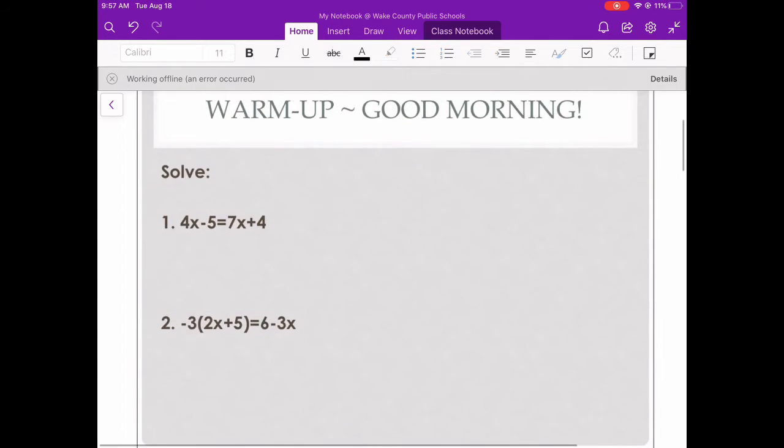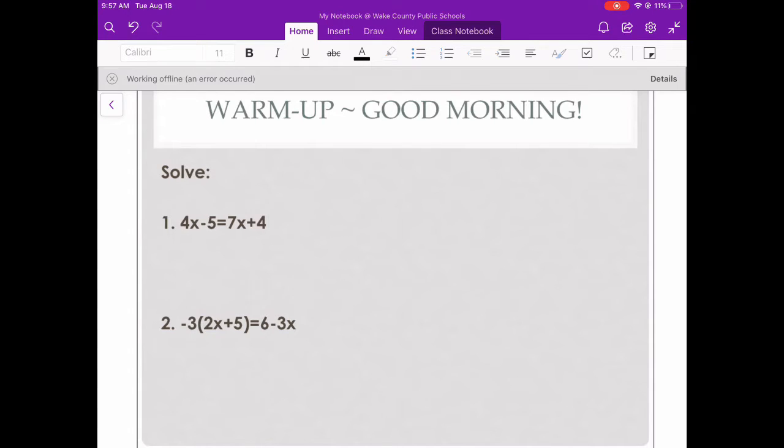Okay, got a video for our third day of solving equations. We're going to really bring in some more complicated situations for you today. But first, I want you to start with the warm up. Try these two problems out. Pause your screen, do those, and then the next slide will have answers on it.